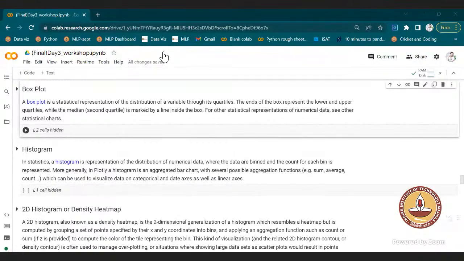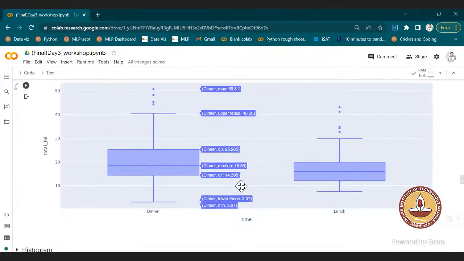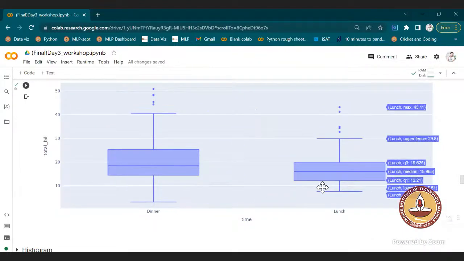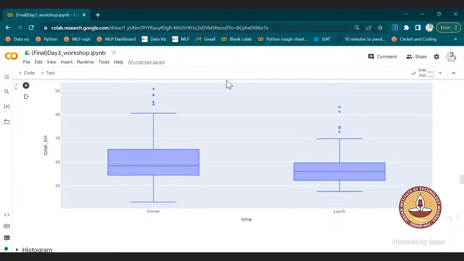Sir, I have a question regarding the previous chart, the box plot. Are box plots and candlestick charts similar, like in stock market analysis? No, they are not similar. Candlestick has other properties. Sir, can we discuss the candle chart also in this session? Okay, I'll try to give a brief idea about that at the end. Okay, thank you, sir.